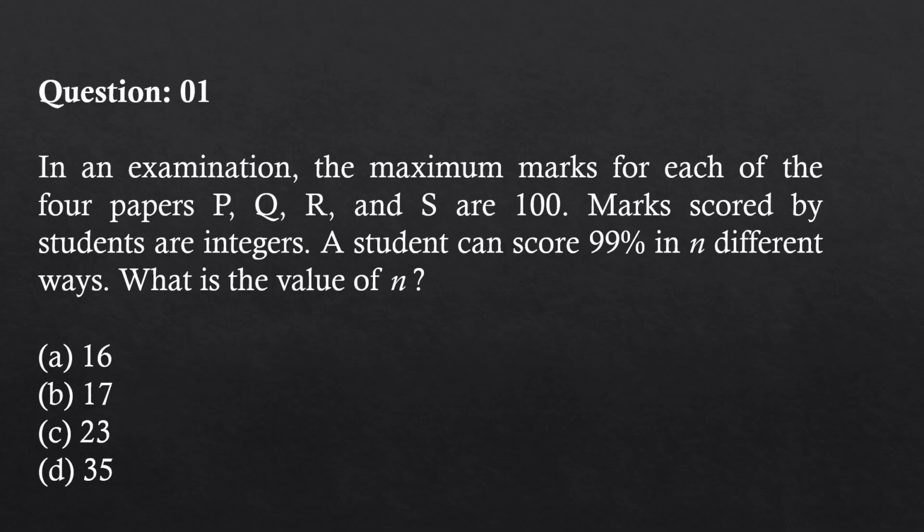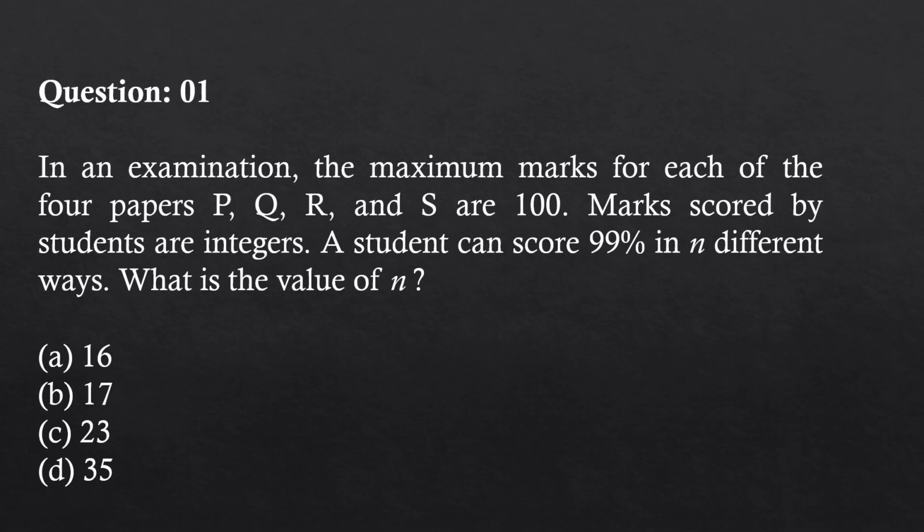Now question number 1. In an examination, the maximum marks for each of the 4 papers P, Q, R and S are 100. Marks scored by students are integers. A student can score 99% in n different ways. So what is the value of n? This is a very important line. This is a question related to permutation and combination, and we can solve it with the help of one important identity, that is the number of solutions.